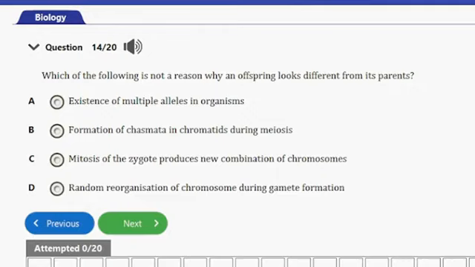Let's consider the next question, question number 14 here. It says, which of the following is not a reason why an offspring looks different from its parents?